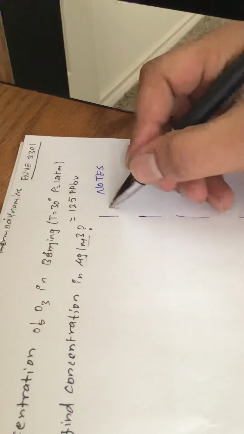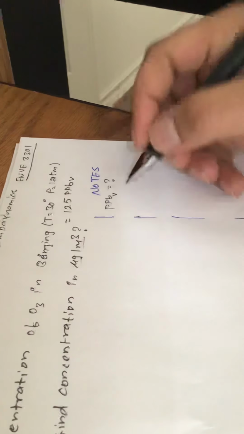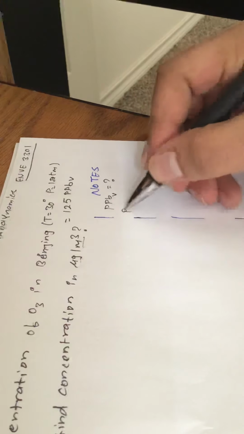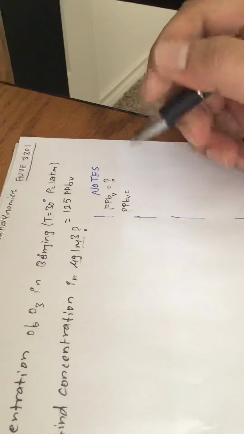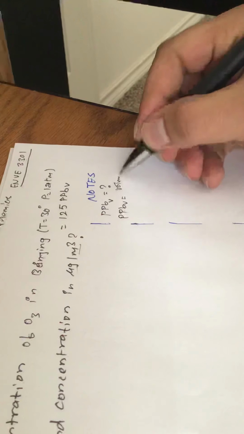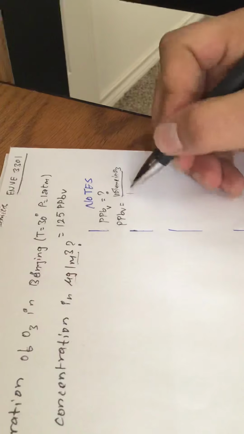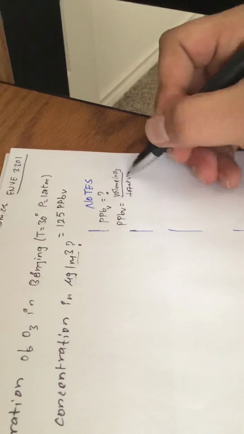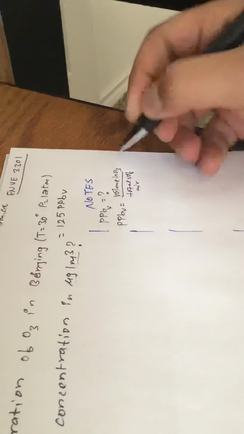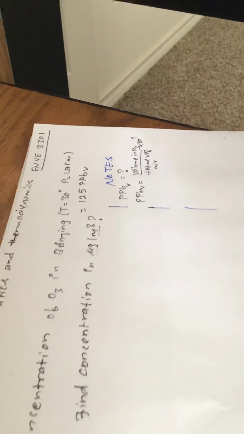So first things first, what does parts per billion by volume mean? Parts per billion by volume equals the volume of O3, in this case ozone, divided by the total volume of air, times 10 to the power 9. So what does that imply in this question?